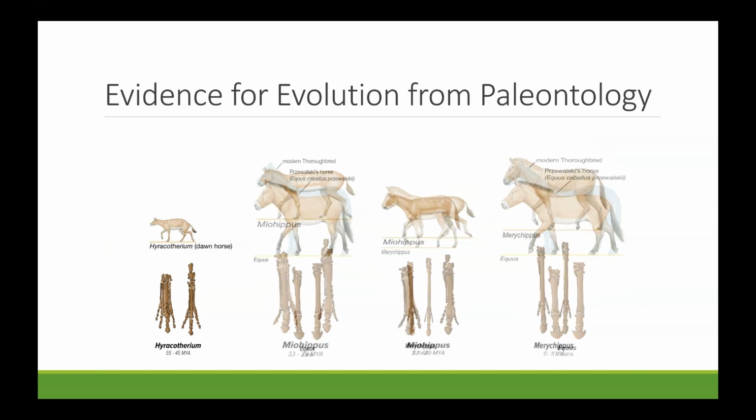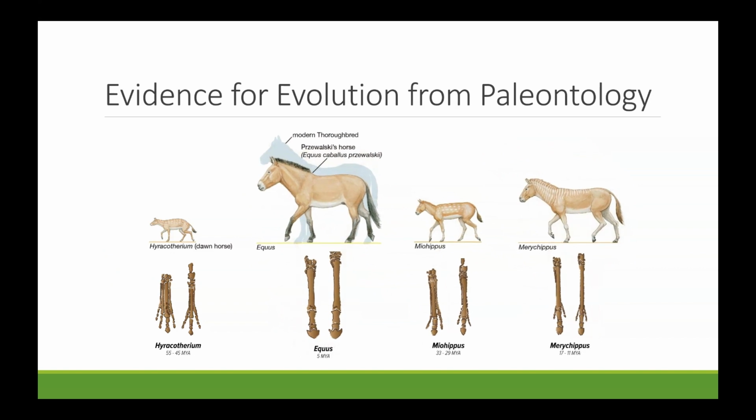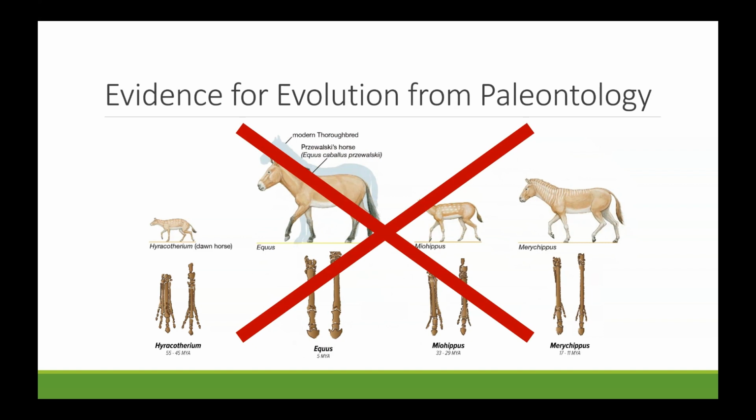What we don't see in the fossil record is something like this. There's no order here, right? You can't make sense of this progression. If 55 million years ago there were 4 toes and then there was a single hoof and then back to 3 toes, that doesn't support the idea of evolution. But that's not what we see.